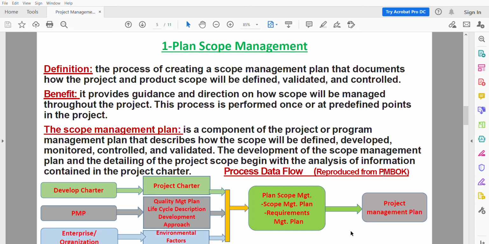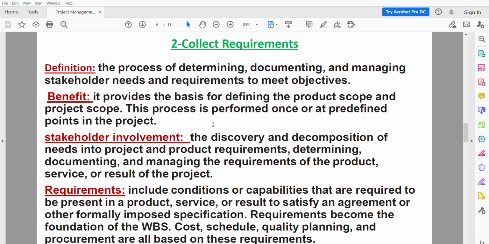The second process, the collect requirements. So collect requirements, the definition is the process of determining, documenting, and managing the stakeholders' needs and requirements to meet objectives. The key benefit of it is it provides the basis for defining the product scope and project scope. This process is performed once or at predefined points in the project.